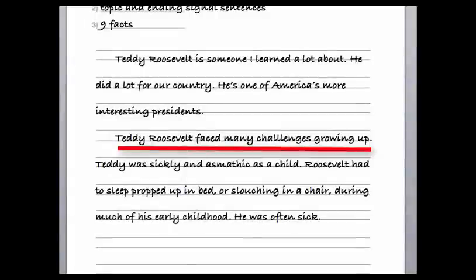Teddy Roosevelt faced many challenges growing up. That's your topic sentence. The reader now expects you to give information about what life was like for Teddy Roosevelt in his youth. As part of this paragraph, write all of the sentences you've gathered about his early life. This might be 2 sentences, or it might be 6.